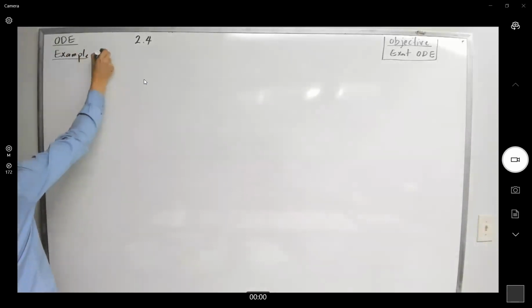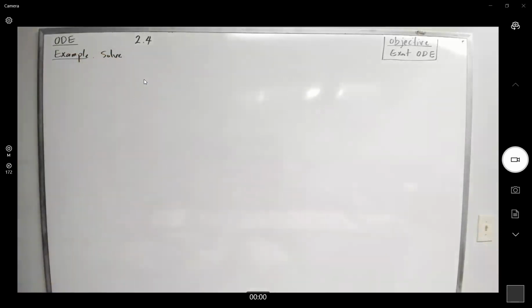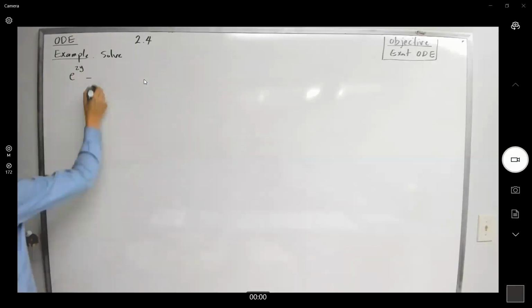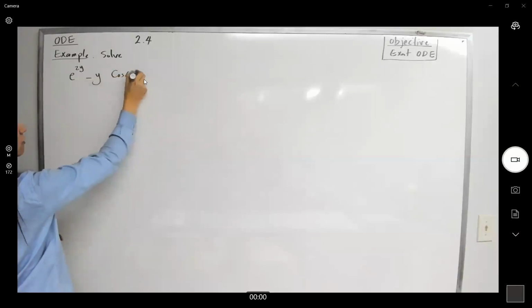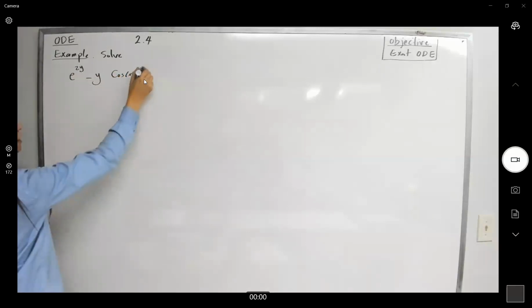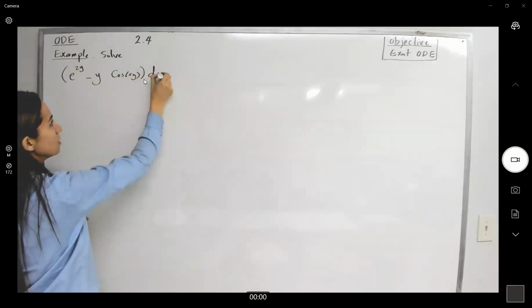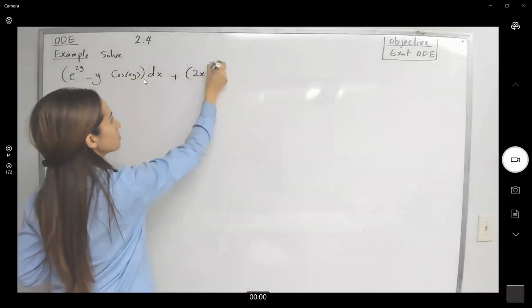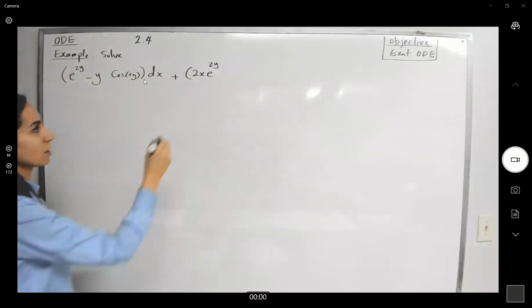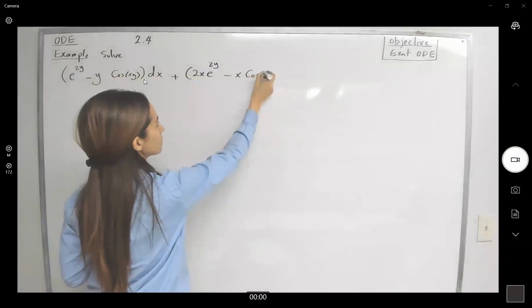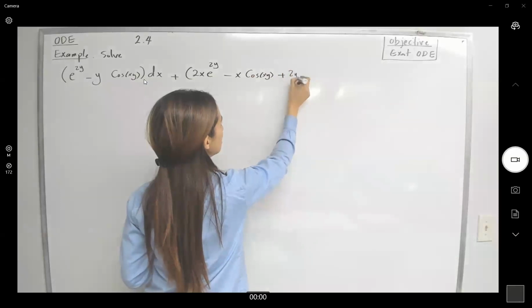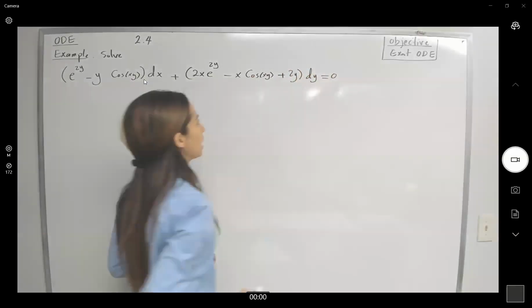The question says, solve the following ODE. What do we have here? We have e to 2y minus y times cosine of xy dx plus 2x e to 2y minus x cosine xy times cosine xy. And what else do we have? Plus 2y dy. On the right-hand side, we have a 0.